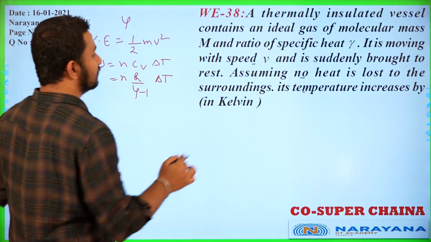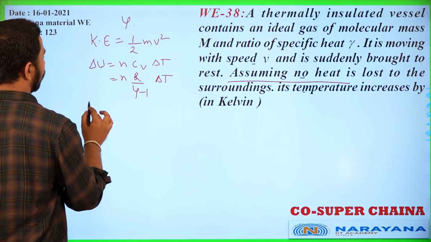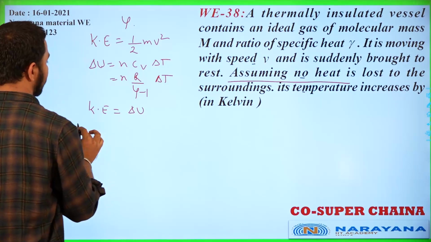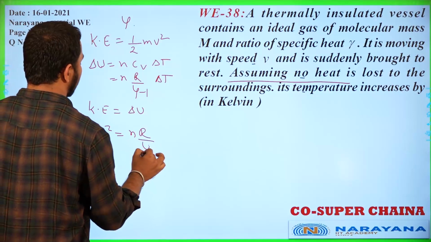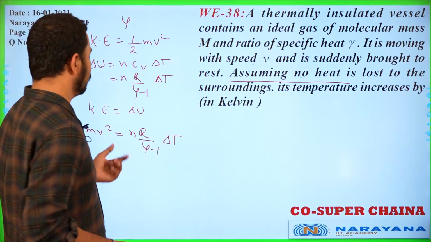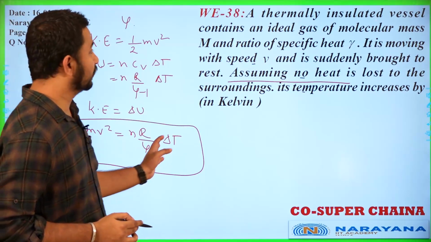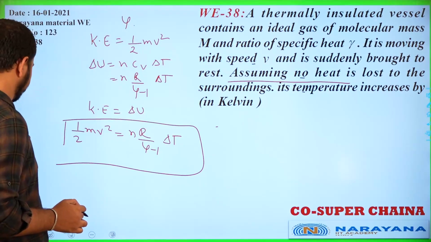This can be written as nR by gamma minus 1 delta T. As there is no heat loss, we can equate the kinetic energy with delta U. So half mv square will be equal to nR by gamma minus 1 delta T. From here we simplify for delta T and you will get the required answer. So this is what you have to do in this question, student. Right? Let's proceed to the next question now.